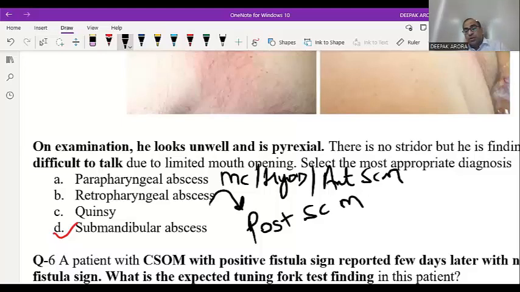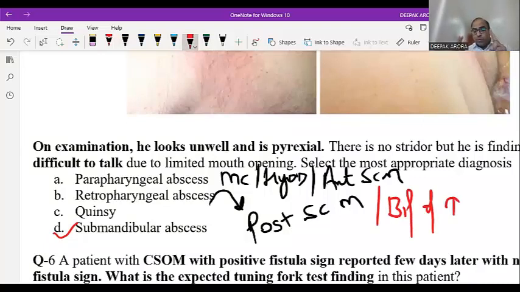They can ask you, up to what level does retropharyngeal abscess extend? Retropharyngeal abscess is extending up to the bifurcation of the trachea. Two important points: parapharyngeal abscess extends up to the hyoid bone, and the treatment is incision along the anterior surface of sternocleidomastoid. Retropharyngeal is along the posterior surface of sternocleidomastoid, and retropharyngeal abscess extends up to the bifurcation of the trachea.